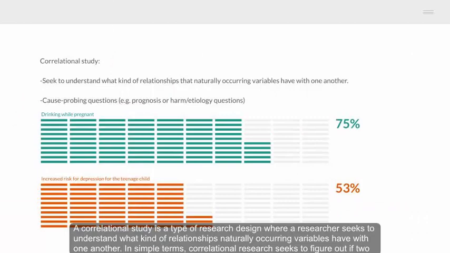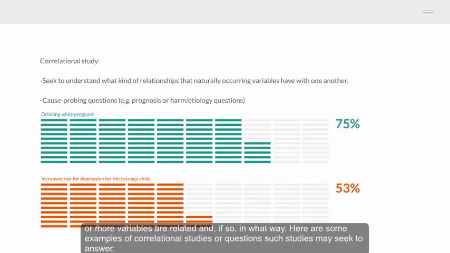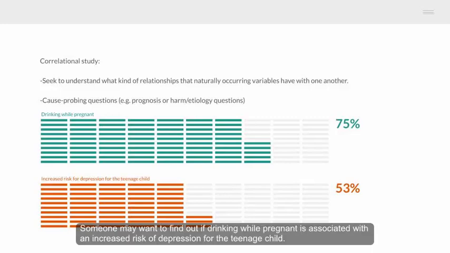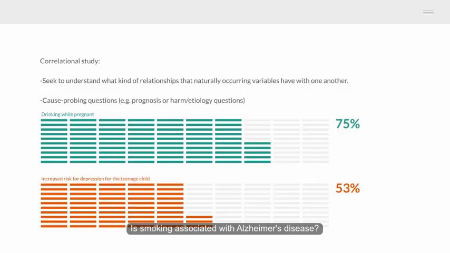A correlational study is a type of research design where a researcher seeks to understand what kind of relationships naturally occurring variables have with one another. In simple terms, correlational research seeks to figure out if two or more variables are related, and if so, in what way. Here are some examples of correlational studies or questions such studies may seek to answer. Someone may want to find out if drinking while pregnant is associated with an increased risk of depression for the teenage child. Or, is smoking associated with Alzheimer's disease? Or, are child victims of abuse more likely to become abusers themselves?